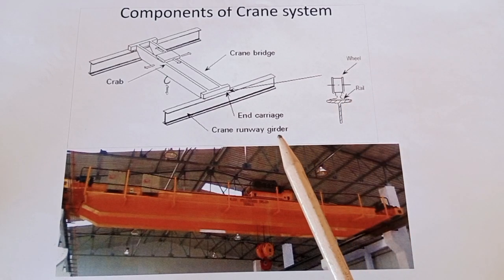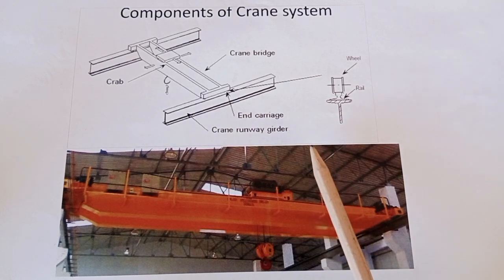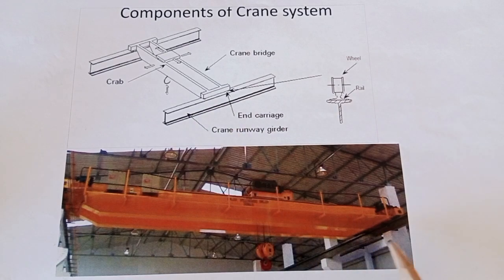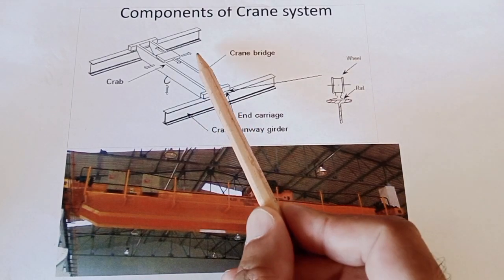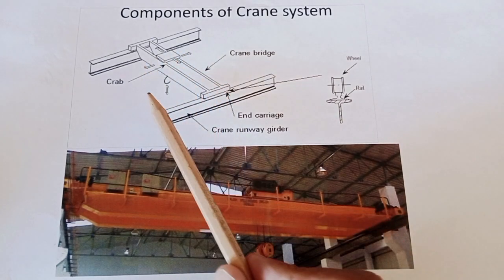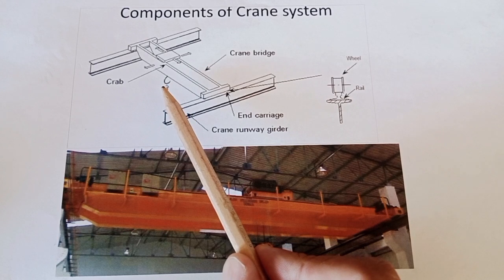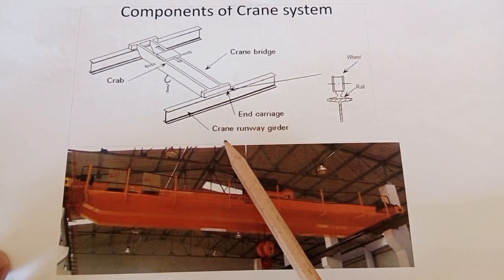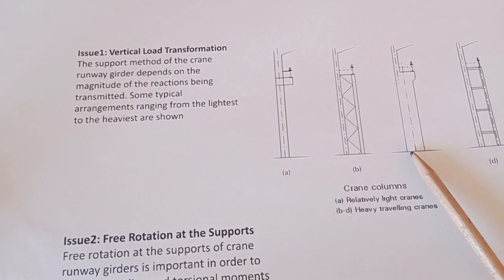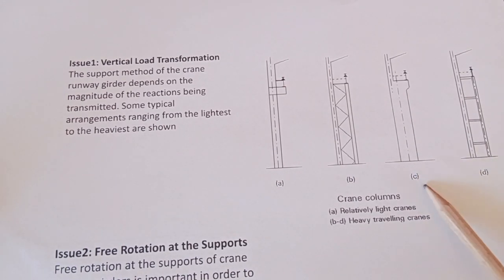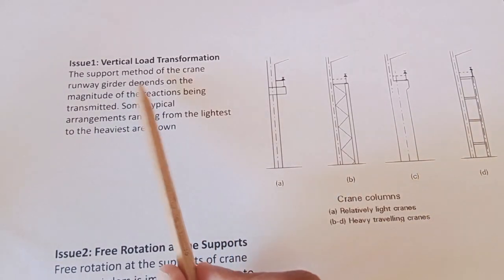Remember, when we say crane design, we generally design this beam, bracket or corbel and the column, and we don't mind about the design of this crane bridge, crab and this hook point. That's already designed and manufactured by the manufacturer. When we say design, it is mainly to transfer the vertical loads.